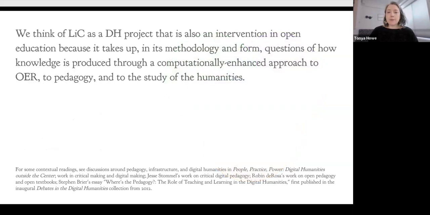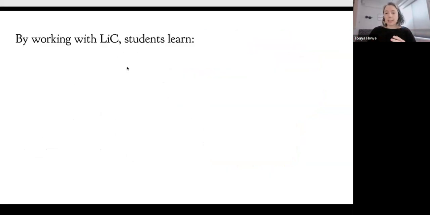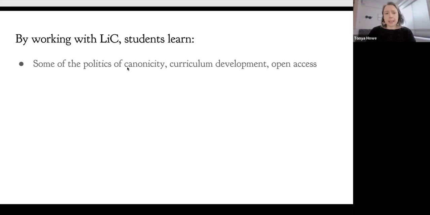So we think of Literature in Context as a digital humanities project that's also an intervention in open education, because what it's doing is taking up in methodology and form questions of how knowledge is produced, and it incorporates a computationally enhanced approach to OER, to pedagogy, and to the study of the humanities. So we're going to talk a little bit about that in this next slide.